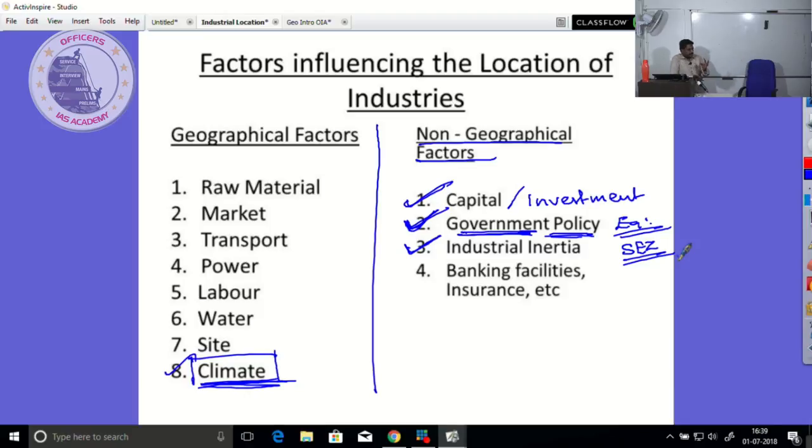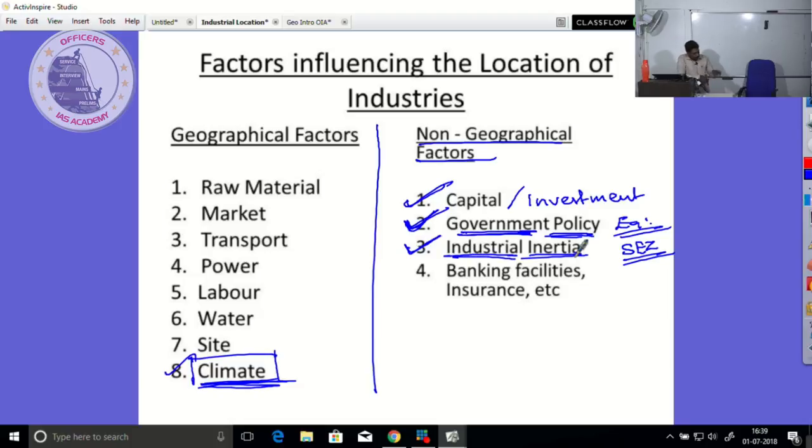When I talk about the rate of growth or the size of these industries, they are very, very huge. But when I talk about the geographical location, seldom do I find any geographical reason. So what we find is that this is because of industrial inertia. What is this industrial inertia?